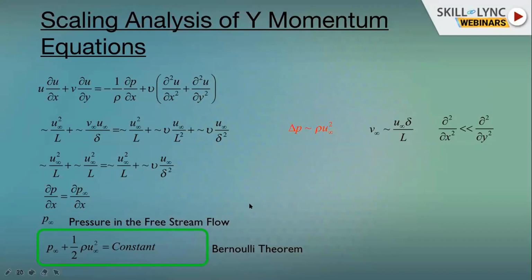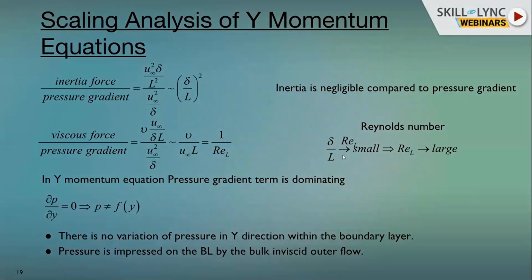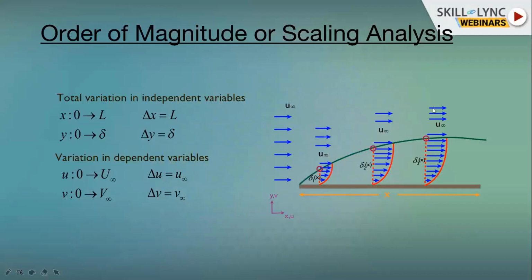So what is p infinity? We know that there is no pressure variation inside the boundary layer. The pressure in the boundary layer is provided by the bulk fluid. So P infinity is the pressure in the free stream of the flow. In Bernoulli's equation, we assume the free stream flow is one-dimensional, irrotational, incompressible, inviscid flow, where Bernoulli's equation is applicable. What is Bernoulli's equation telling? It is again the conservation of mechanical energy equation for streamline one-dimensional irrotational flow.